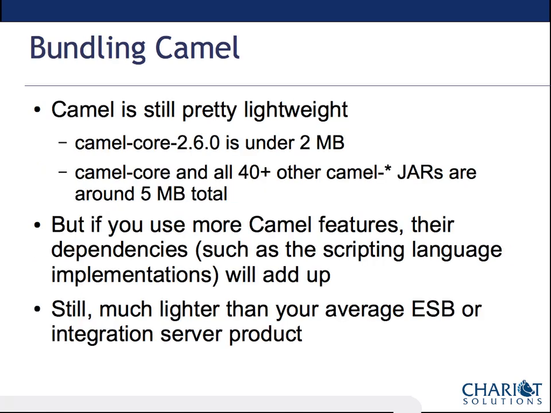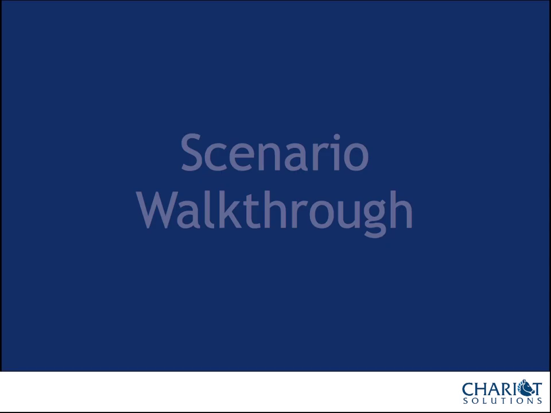Now, when you look at what it takes to actually build Camel into your application, Camel itself is quite lightweight, under 5 megabytes for Camel and all the support jars. The only area where it will tend to bloat a little is when you start pulling in the dependencies of all these Camel features. So if you're using several different scripting languages in your routes, then their implementation jars will add up. If you're using SOAP and REST and JMS, then you'll have jars for all of those things. So it will tend to add up depending on what's in your routes, but it's still much lighter weight than a typical standalone ESB or integration server product. So that's about it for the crash course on Camel.